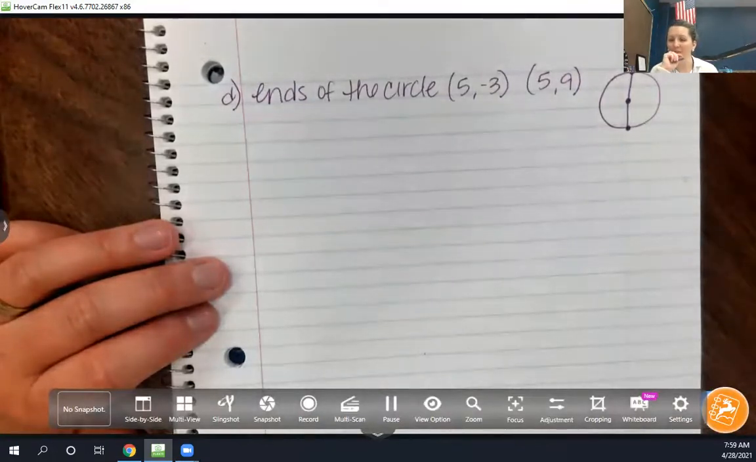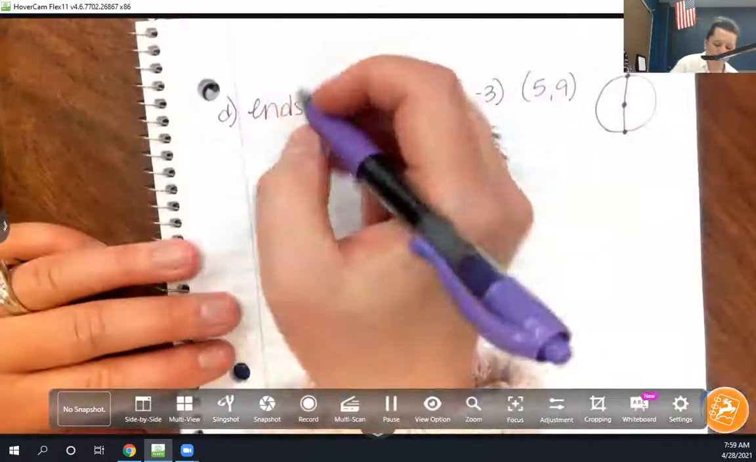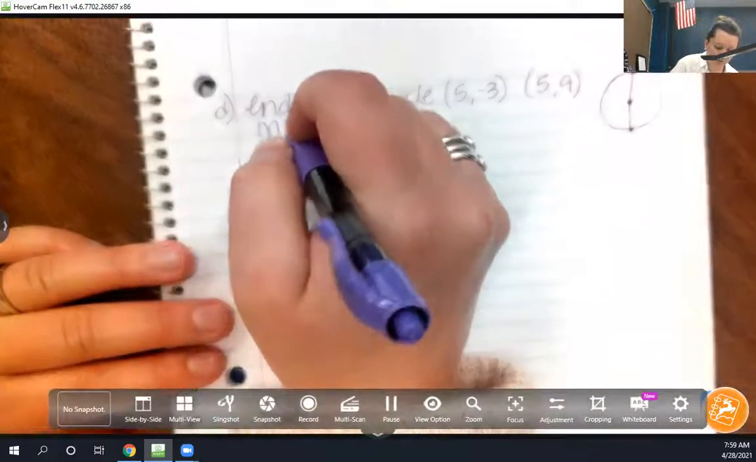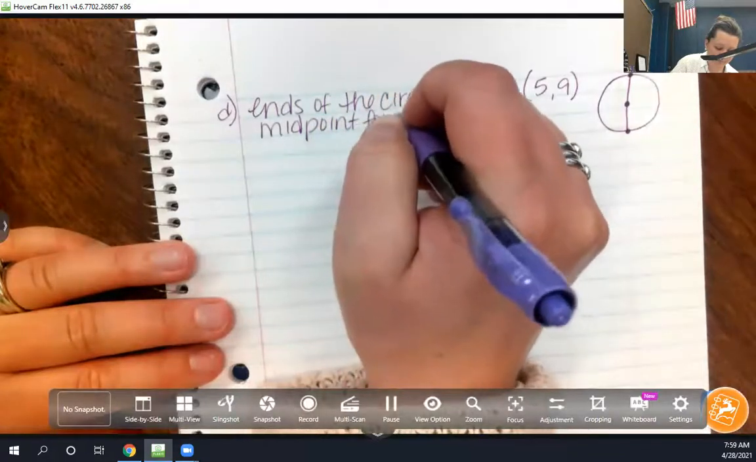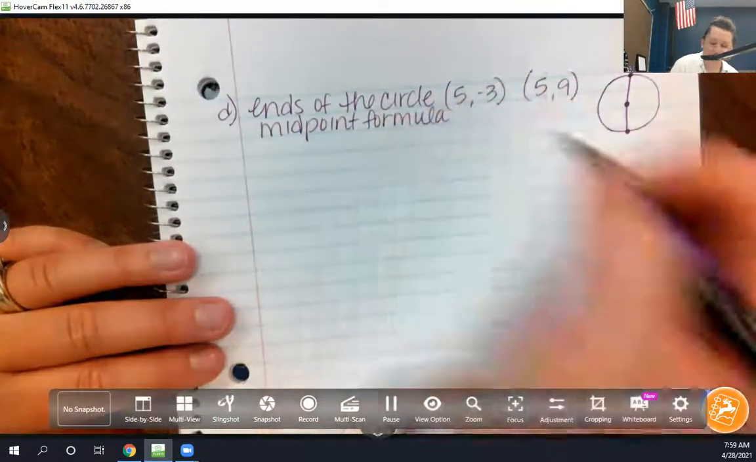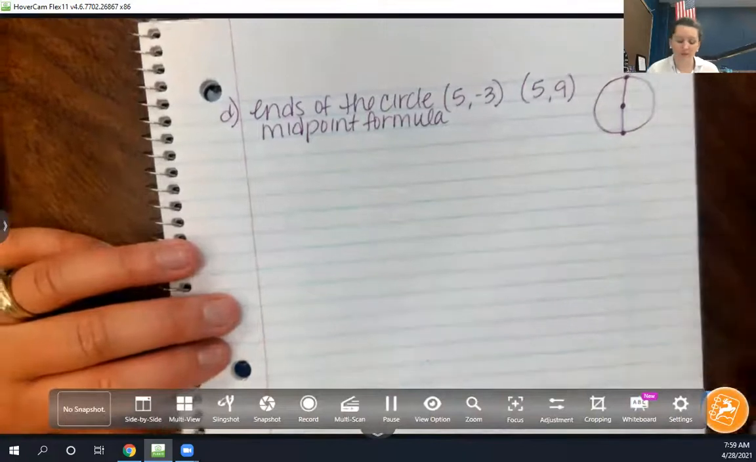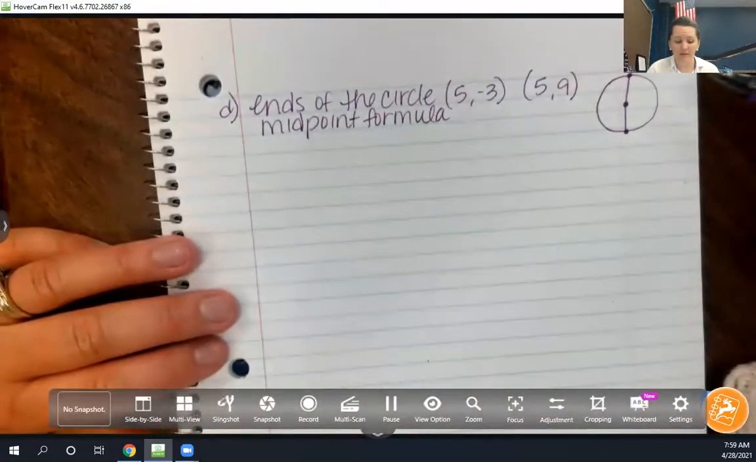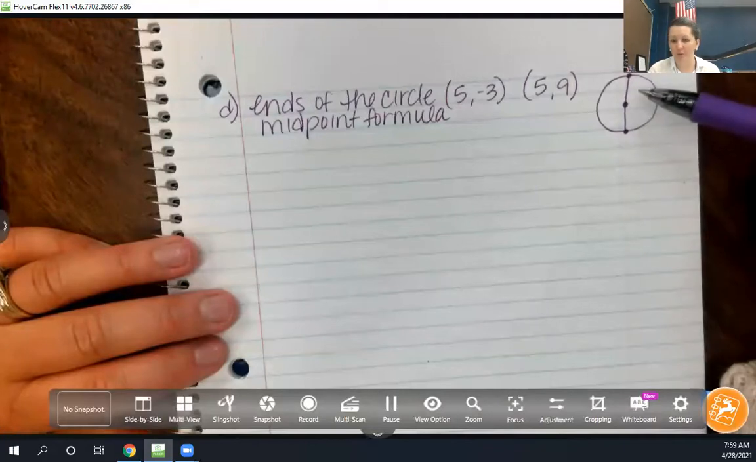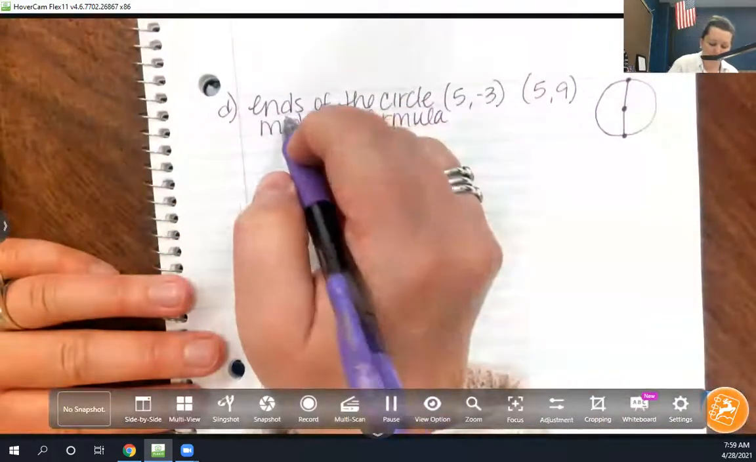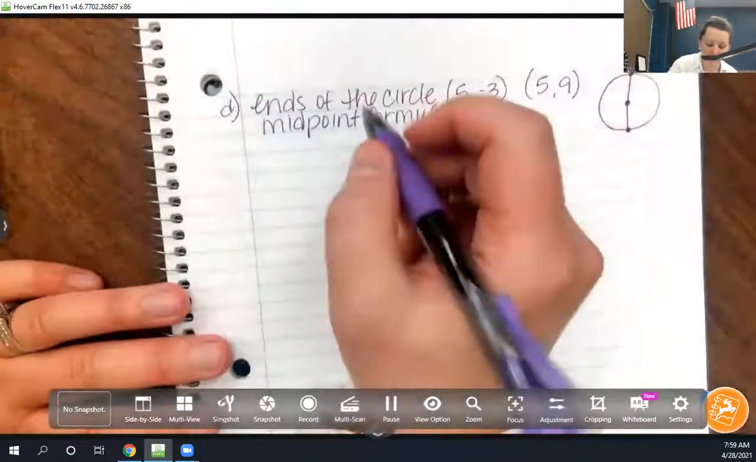So how do we find the middle of the diameter, right? It's the middle. So go back to midpoint formula. So that's what we're going to use. We're going to do two things here because I need to know my radius too, don't I? So I'm going to use the midpoint formula to find the center. And then I'm going to use that distance formula or the standard form of the equation to find what that radius is. So we're going to do a couple of things here. So let's use our midpoint formula first.